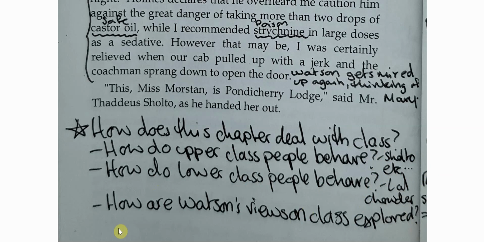And finally, how are Watson's views on class explored? You know, what does it say about Watson's view of class that he feels that if Mary Morstan becomes rich, he can't be with her? And particularly, how does that fit in with Victorian views on class?